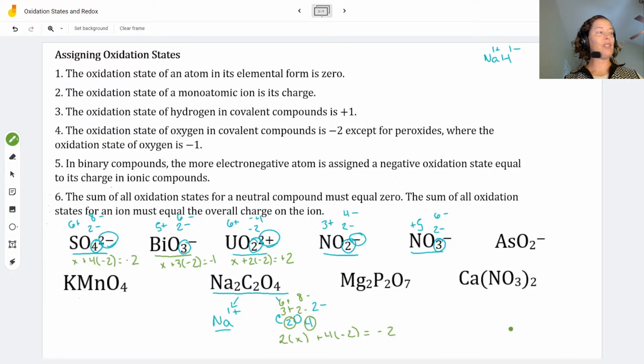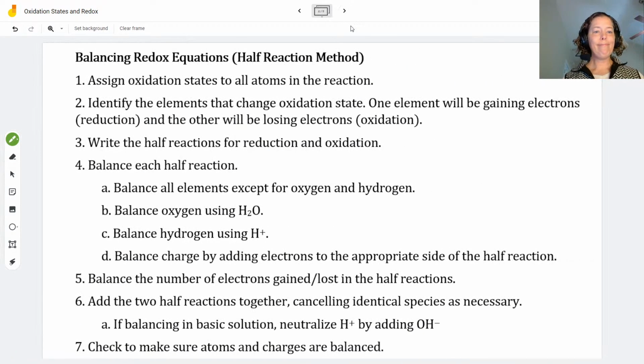Okay, but it is almost 7:30, so I really want to go on to actually balancing some redox equations, because we'll still get more practice with finding oxidation states in our redox equations. Okay, so here we go with balancing redox equations.